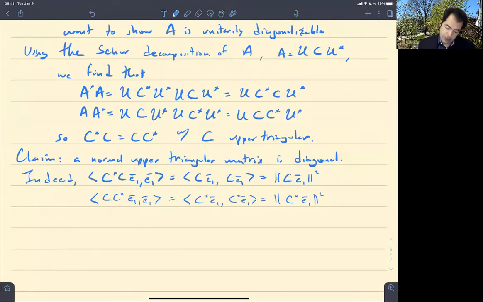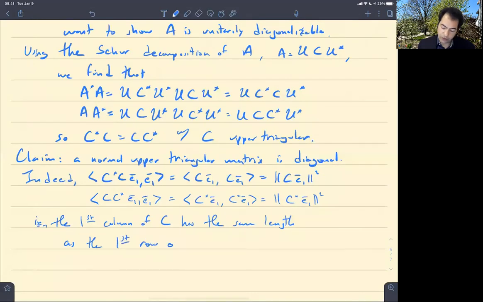right? So another way of saying that is the first column of C has the same length as the first column of C star. But C star, remember, you obtain by starting with C, replacing rows with columns and columns with rows, and taking complex conjugates, but that's not going to modify the length. So we can say the first column of C has the same length as the first row of C.